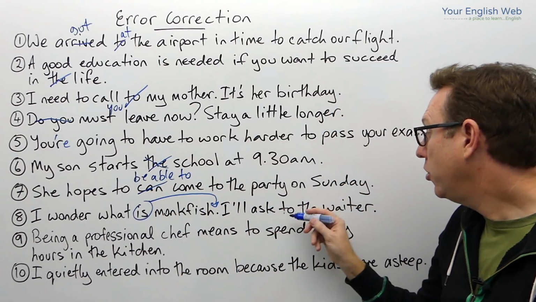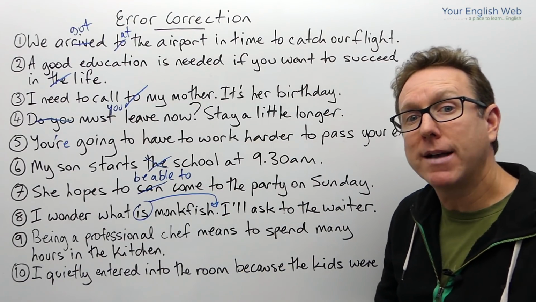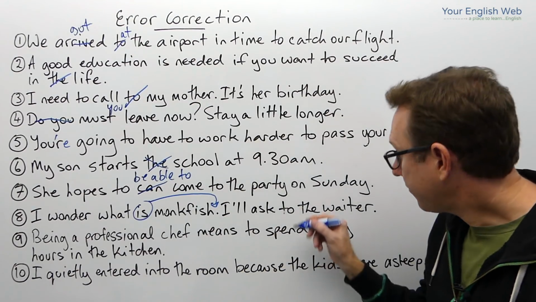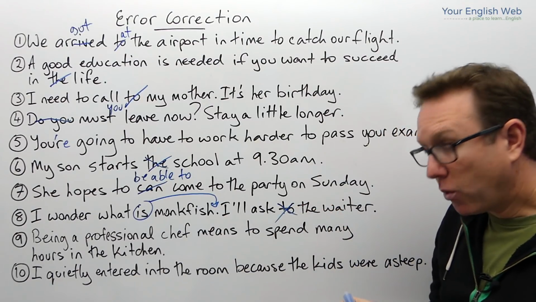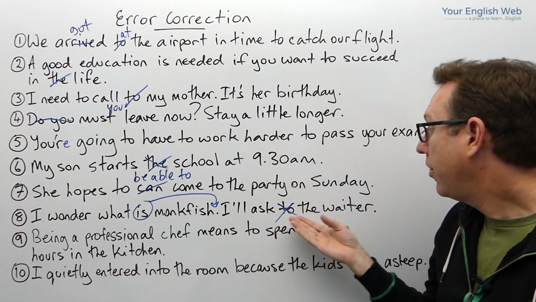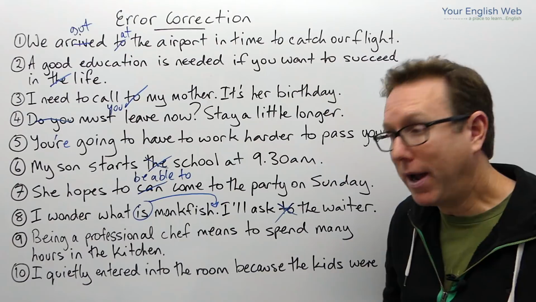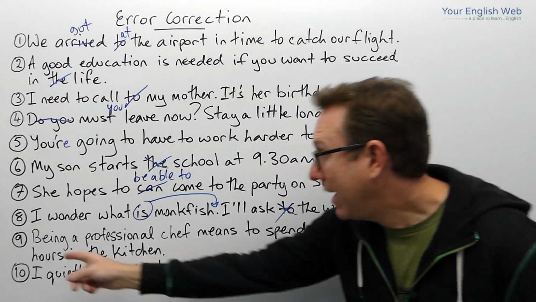I'll ask to the waiter. Do you ask to someone or do you ask someone something? That is right. We ask someone something. So I'll ask the waiter. I won't ask to the waiter. I'll ask the waiter. All right? So that's that sentence. Number 9.